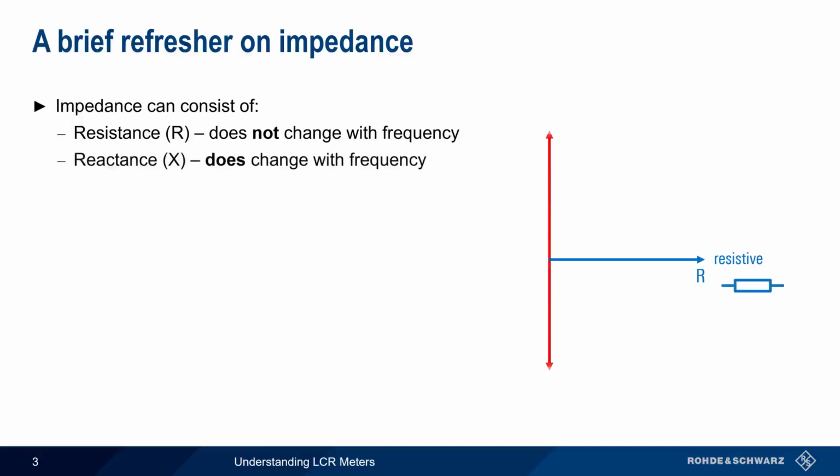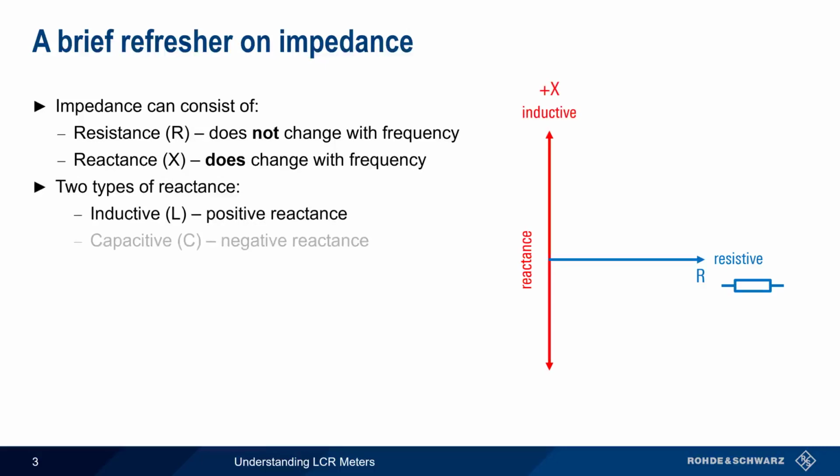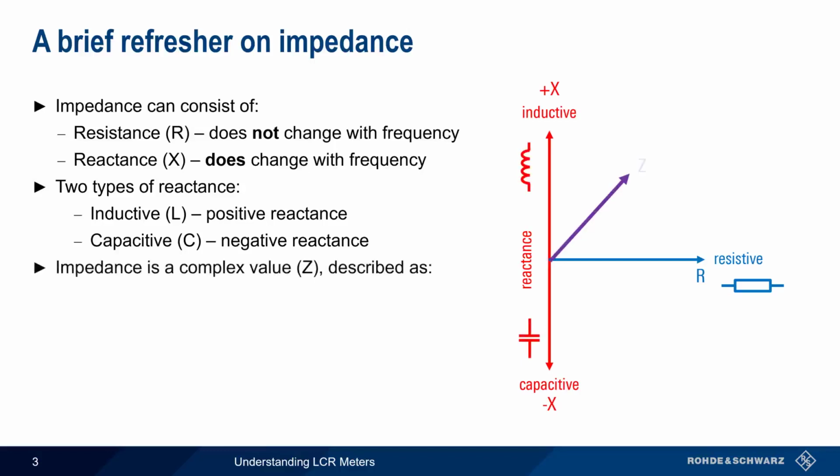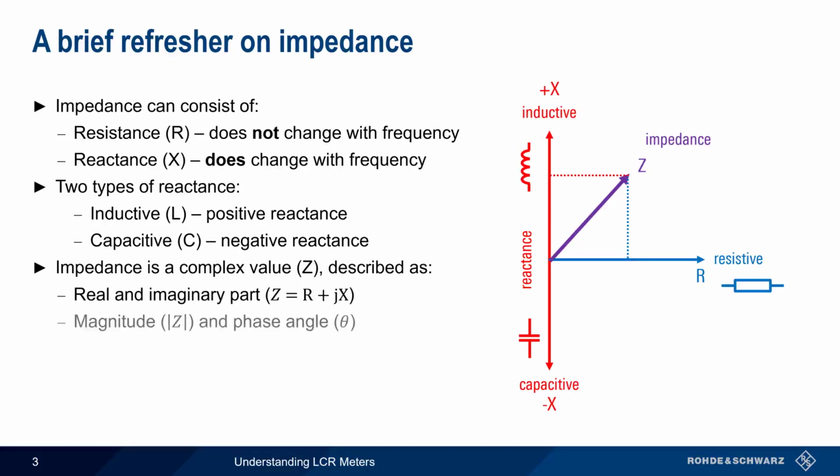The other type is reactance, where the opposition to the current or voltage does change as a function of frequency. Reactance can be further divided into inductive or positive reactance and capacitive or negative reactance. These are, unsurprisingly, most often created by inductors and capacitors. Impedance, therefore, is a complex value, which can be described in two ways. One way is as a real part and an imaginary part. Another way is as a magnitude and a phase angle. Two very simple formulas can be used to convert between these two different representations of complex impedance.